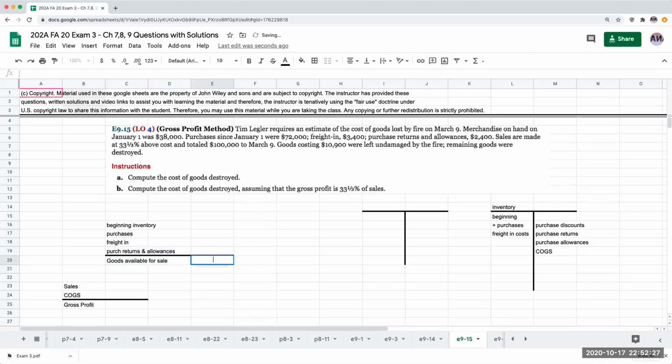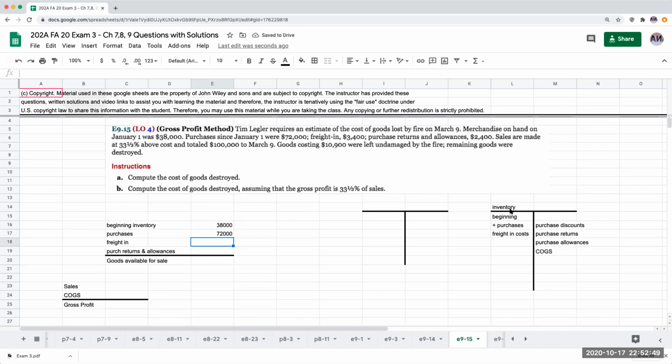9-15. So we're doing this under the gross profit method. We have here Tim Legler requires the estimate of the cost of goods lost by fire on March 9th. So it tells us here merchandise on hand was 38,000. Purchases since January 1st were 72,000.